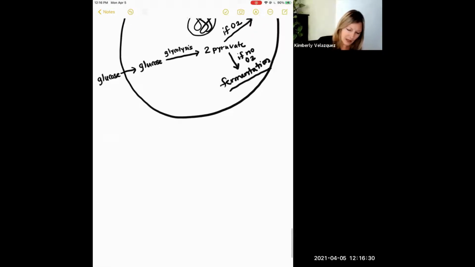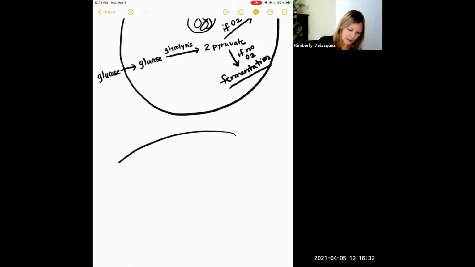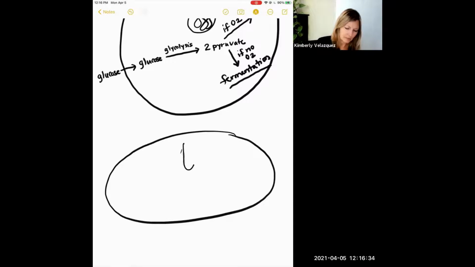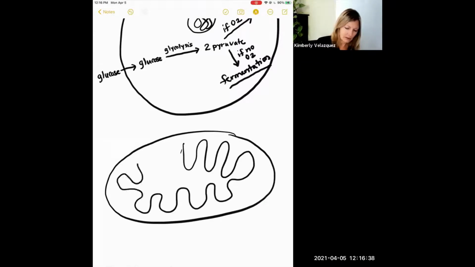So looking at that mitochondrion blown up bigger and recalling the structure of this, the inside region here is called the matrix. This is the outer membrane.